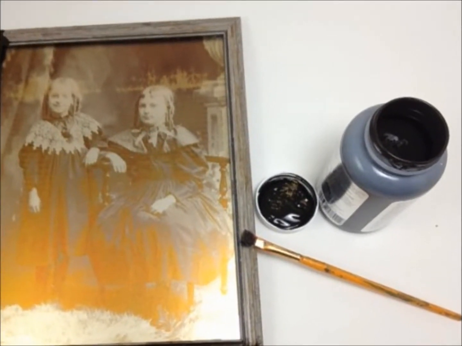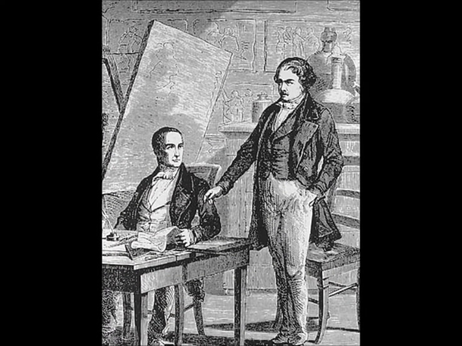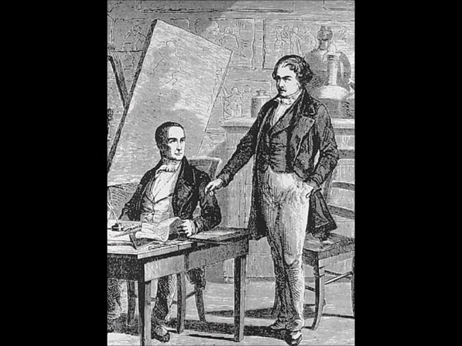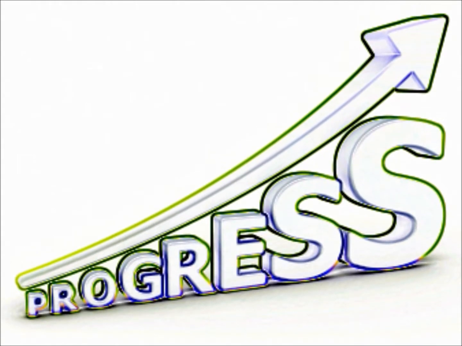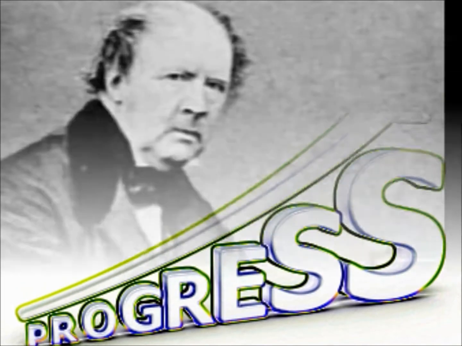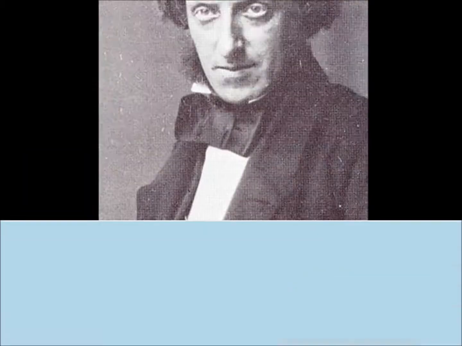Daguerre and Niepce's son sold the rights to the daguerreotype to the government, and within years the process became extremely well known. In the years that followed, several innovations were made. In 1841, Henry Fox Talbot developed the first negatives. In 1851, Frederick Scott Archer invented the wet plate negative. In 1889, George Eastman invented the flexible film roll.